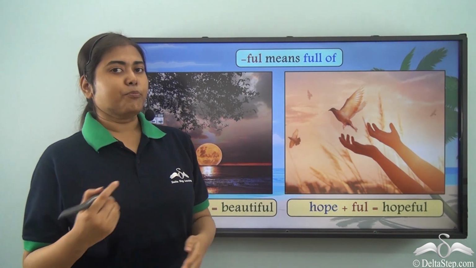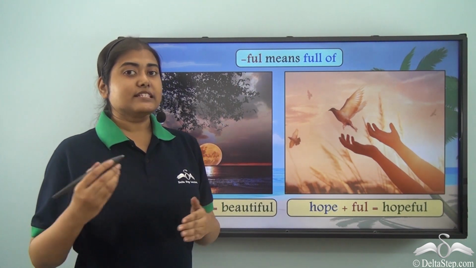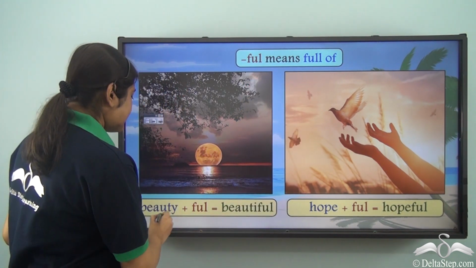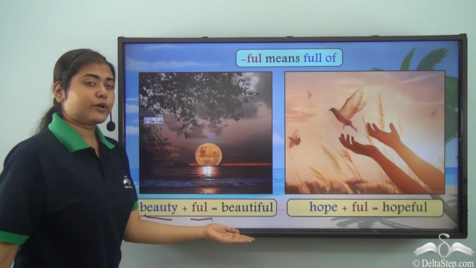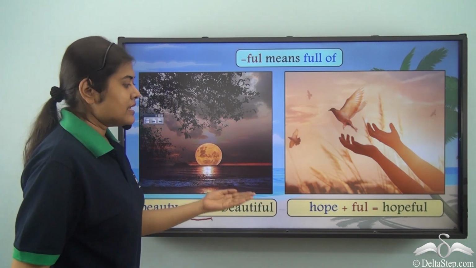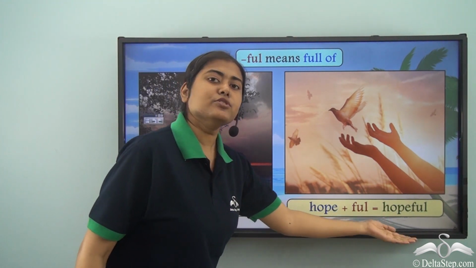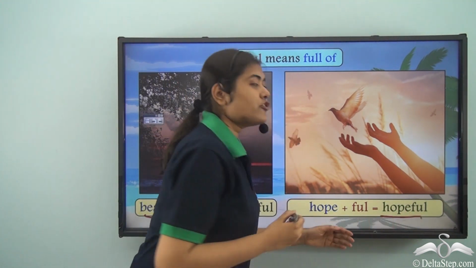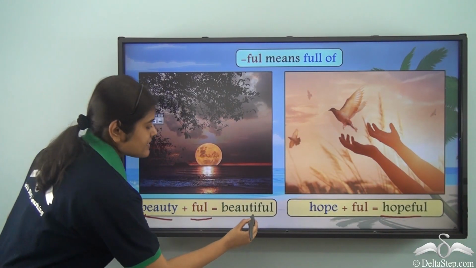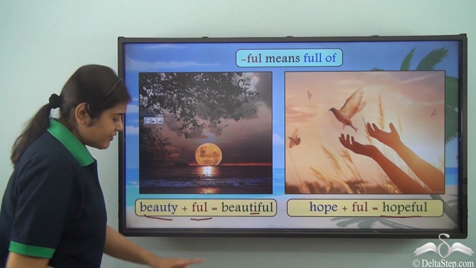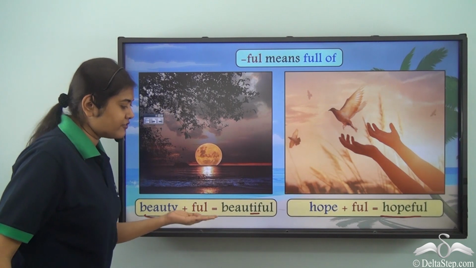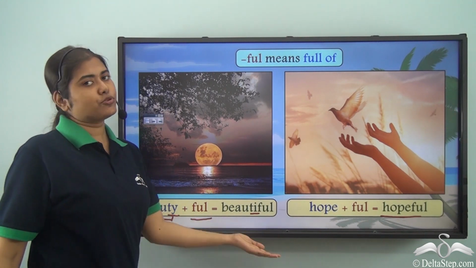Again, the opposite of less is full. So the suffix full actually gives us the meaning of full of. So when I say beauty plus full equals to beautiful, I mean something which is full of beauty. Similarly, hope plus full equals to hopeful, which means full of hope. So in beautiful, what we get is this i, which is actually coming from this y. So the y changes to i and then the full is added to it to make beautiful.